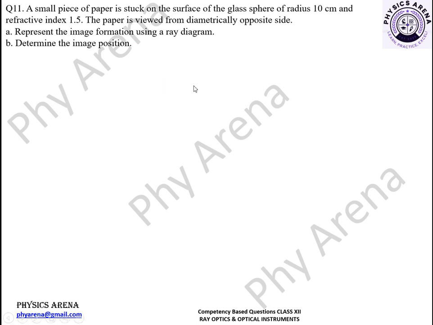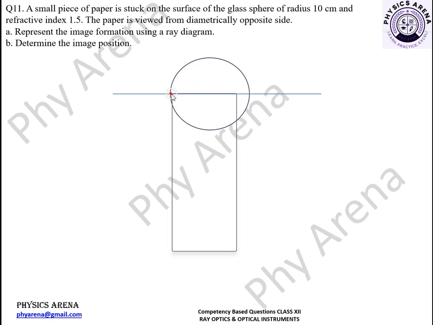So here is our spherical surface. And for the spherical surface, this is the principal axis. Now the object is placed at the inner side of the sphere, somewhat over here. So this is our O. And this is the center of curvature. And this is the pole for this surface. Now the ray of light will move from the object in this direction.